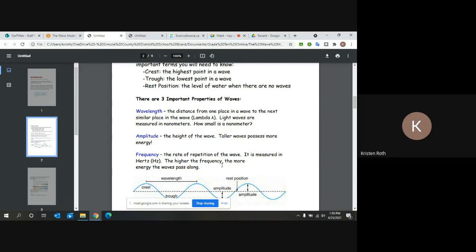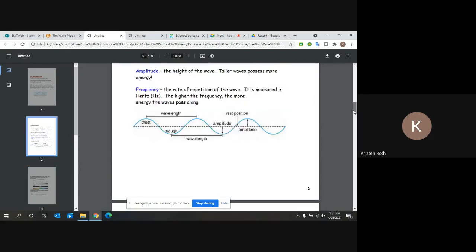Frequency is the rate of repetition of the wave. So it is measured in hertz, okay? And it is represented by the capital H and the z, okay? The higher the frequency, the more energy that the waves pass along, okay? So that frequency I mentioned before is how many waves are going to pass through in 10 seconds in that one spot. And compared to if you put more energy and you waved the slinky more, there's going to be more waves that pass along that spot, right? So it's the more energy that's moving along.